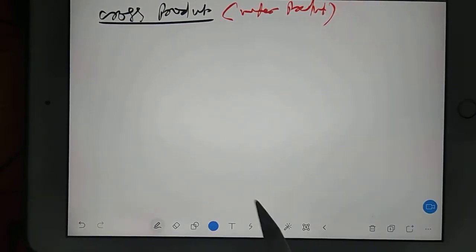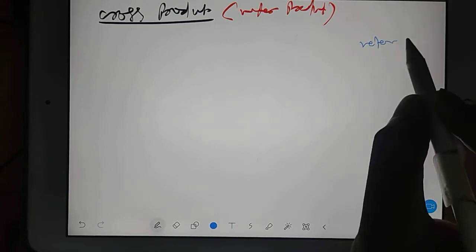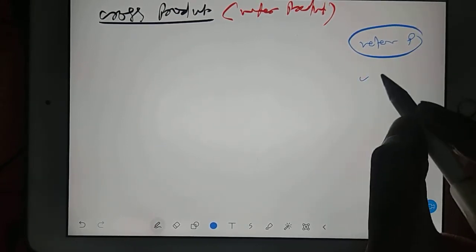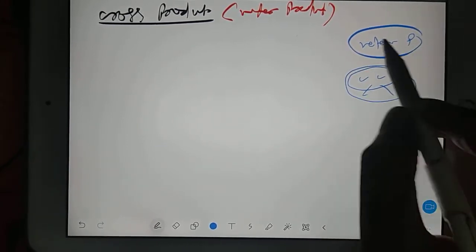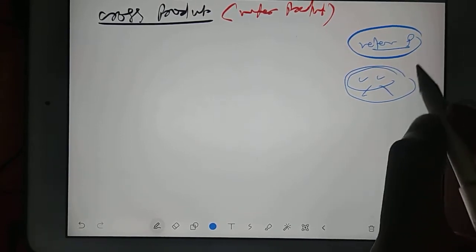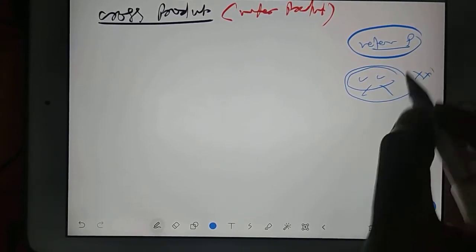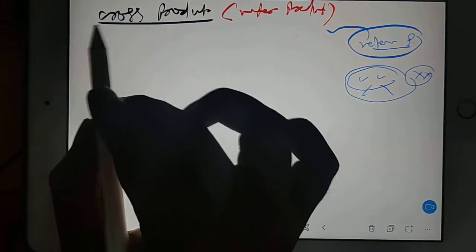Now see, sometimes students will be confused. Vector product also sounds like multiplying two vectors. No, don't feel that we are multiplying two vectors. Vector product is just representing the cross product.